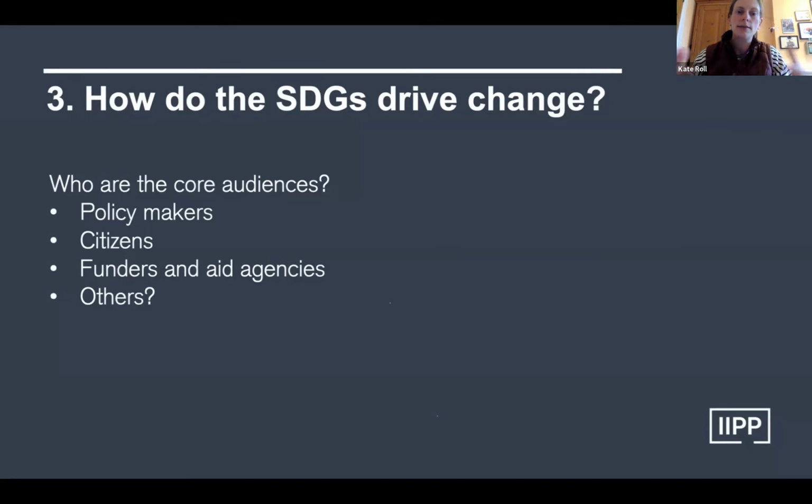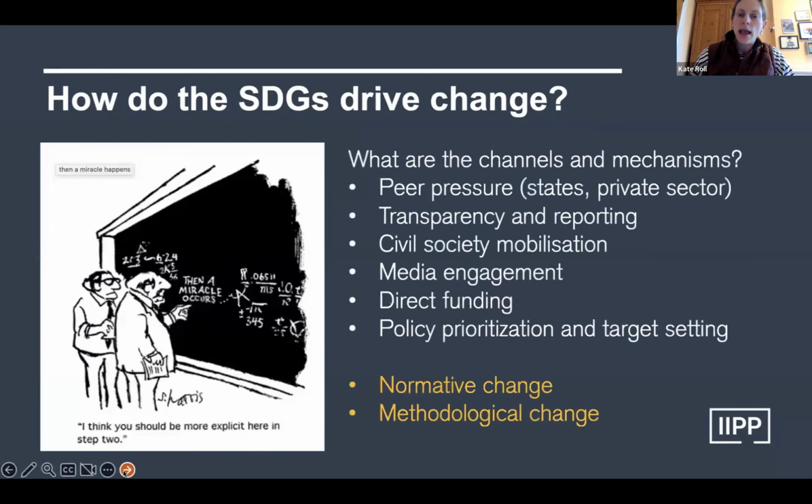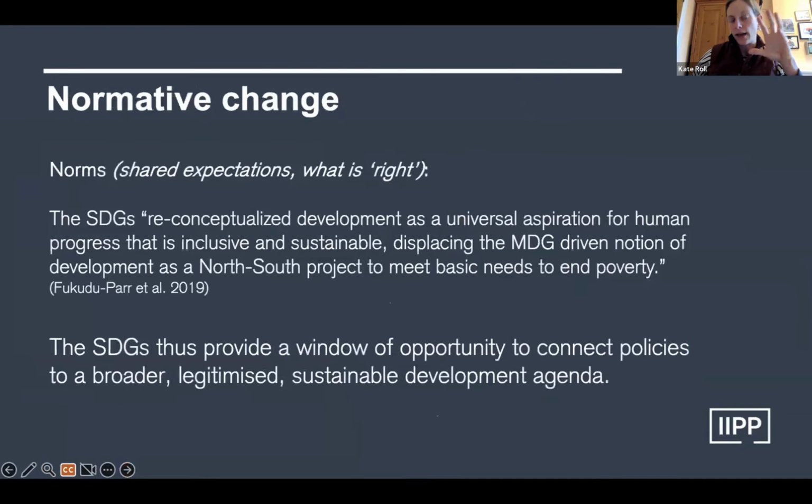And so the core audiences for the SDGs are policymakers, citizens, funders, and aid agencies. We're interested in inspiring folks, changing what they think is important, mobilizing civil society, engaging media, right? It's a lot about saying, this is what we've agreed. Let's help with policy prioritization and target setting, right?